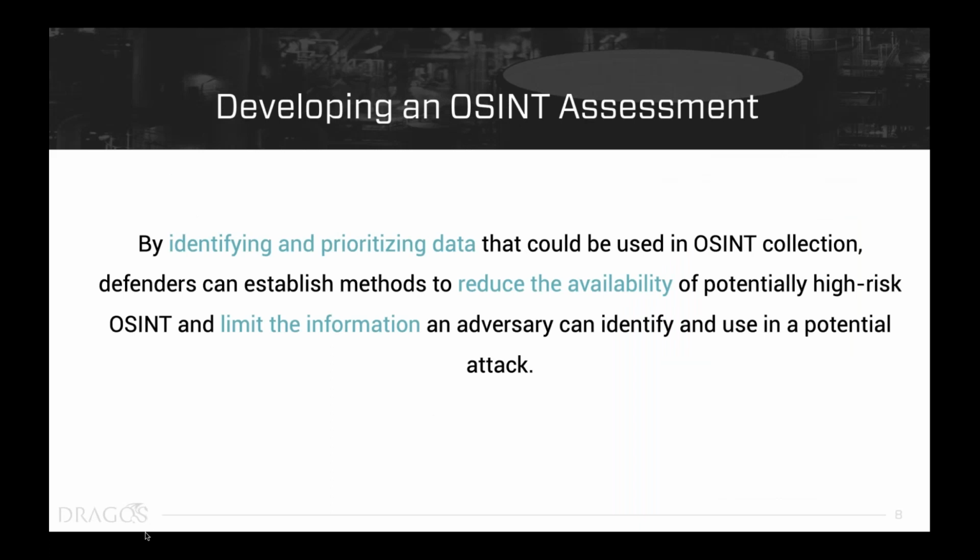So in developing an OSINT assessment, you begin by identifying and prioritizing data that can be operationalized by an adversary from OSINT collection. Defenders can establish methods to reduce the availability of potentially high-risk OSINT and limit the information an adversary can utilize in a potential attack. Defenders will also be able to establish proper communication and learning processes from these assessments by identifying actionable communication requirements to address these OSINT risks. Next slide.